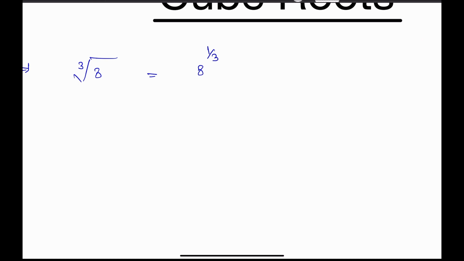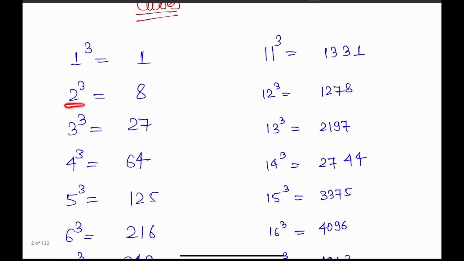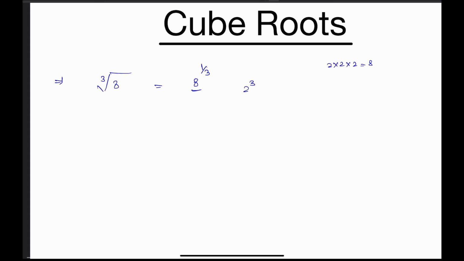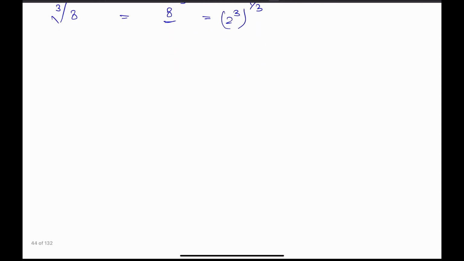To do this, we can rewrite it as 8 to the power 1 by 3, and we know that 2 to the power 3 is nothing but 2 into 2 into 2, which is 8. If you remember correctly, in the very first class we wrote 2 to the power 3 equal to 8. That's the benefit of revision, that we remember everything. So 8 is written as 2 to the power 3, and 2 to the power 3 into 1 by 3, multiplication, this will get cut and the answer is 2.